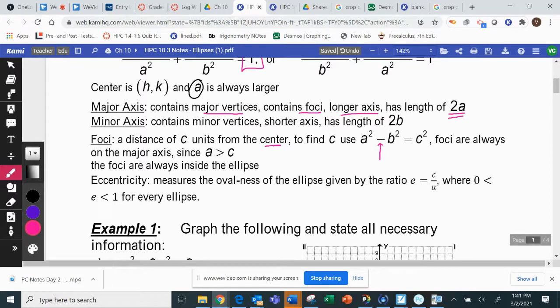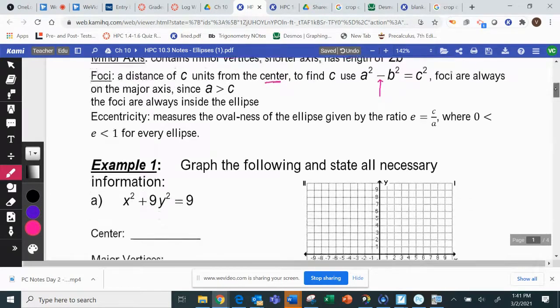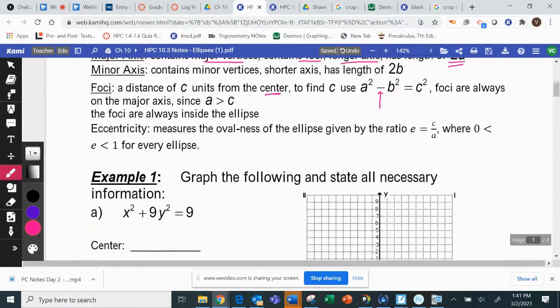And then the last one, eccentricity, is a ratio that measures the ovalness of the ellipse. I took the word ovalness out of the book. The ratio is just C over A. It's a ratio that compares the foci to how far the major vertices are.